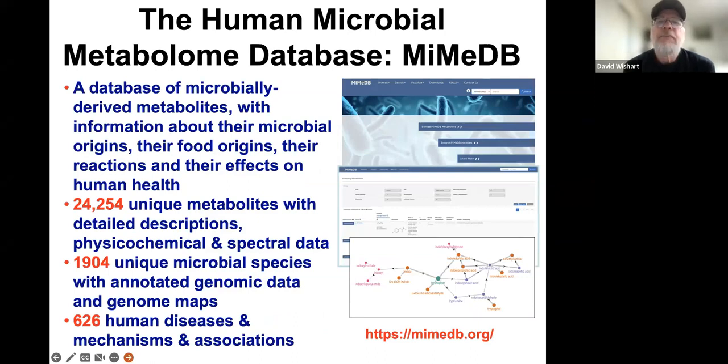What we've tried to do over the last couple of years is assemble that information into an open source database called the Microbial Metabolome Database, or MiMeDB. And this is a collection of all those microbial metabolites that I've mentioned and many, many more, their origins, their food origins, the reactions, the enzymes that mediate them, and their effects on human health. So the database has almost 25,000 metabolites now, from almost 2,000 microbial species that are found in humans. And it links these things to hundreds of different food sources, as well as hundreds of different human diseases with descriptions of their mechanisms and associations.